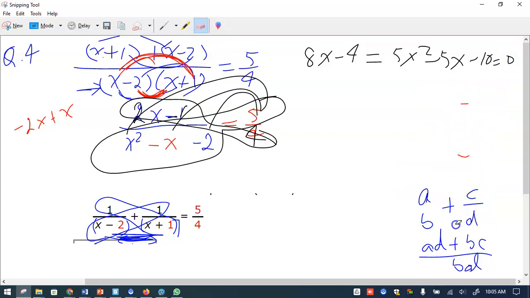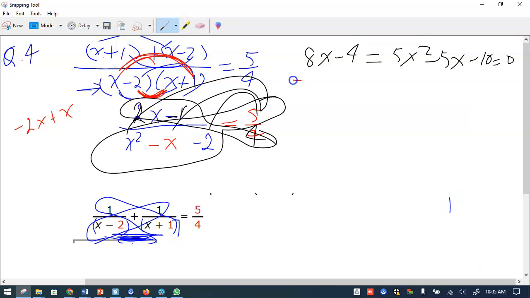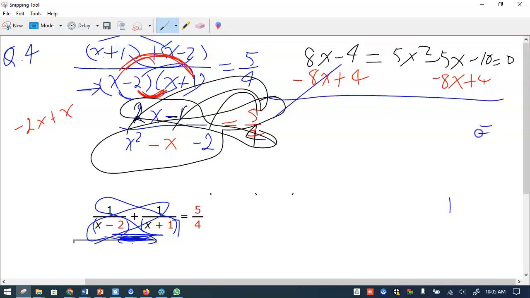Now we'll try to get everything on the left side or right side, depending on where you want to take it, because there's already 5x squared here. So the best is subtract 8x and just write below that, and add 4 and just write below add 4. So that this will be 0. So I'm going to write 0 right here on the right side. This 5x squared stays. And this together will be minus 13x and minus 6.